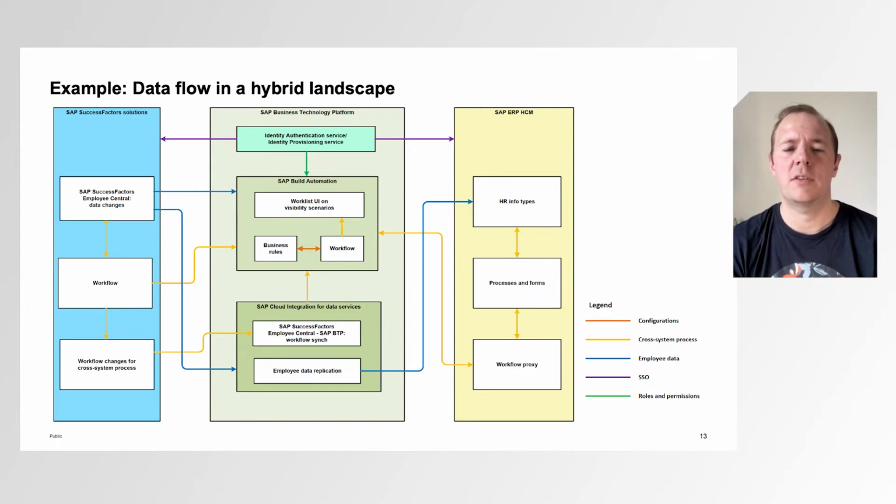With single sign-on configured, a payroll administrator can directly access the processes and forms UI from the central worklist and maintain payroll-relevant data. Once the task is done, ERP HCM provides an update to BTP, and in the typical scenario, the cross-system workflow ends here.